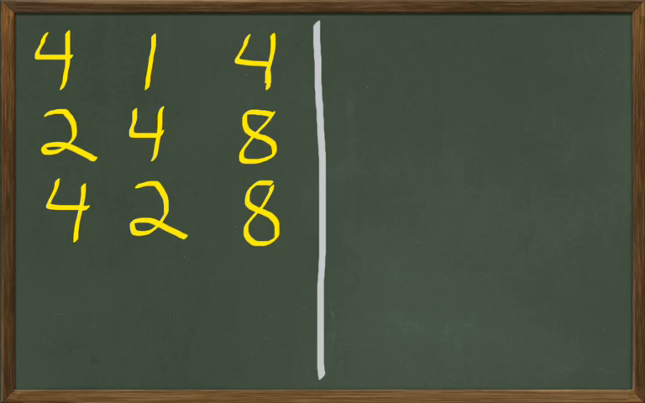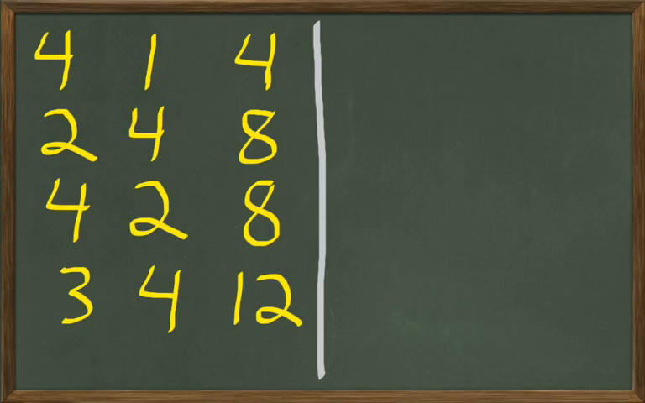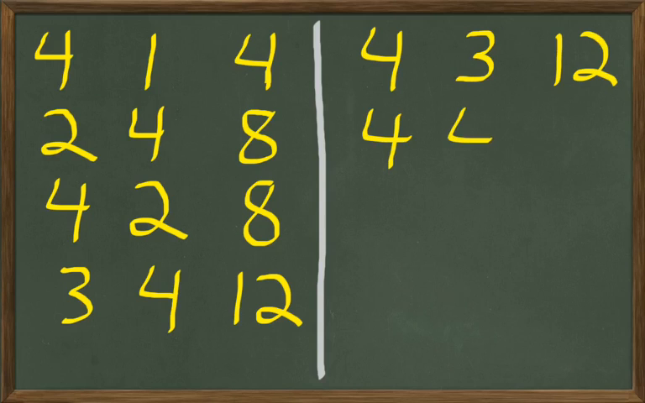Let's go to 3 times 4. 3 times 4, how many is that? 3 times 4 is 12. How about 4 times 3? 4 times 3, well, that's also 12. Let's go to 4 times 4. 4 times 4 is, do you know how many that is? Well, that's 16.